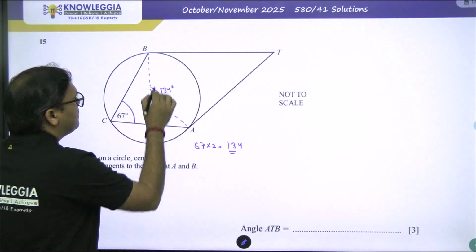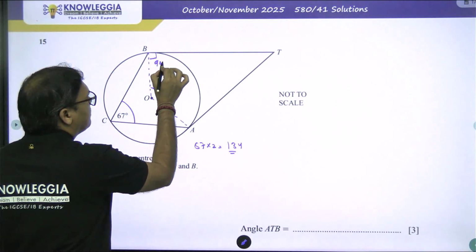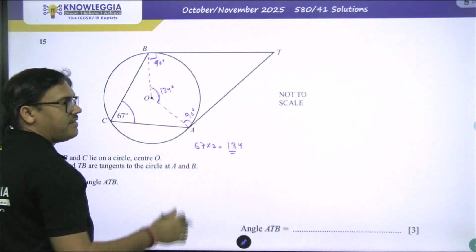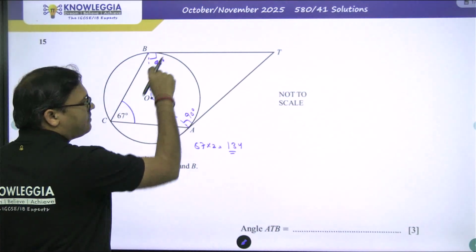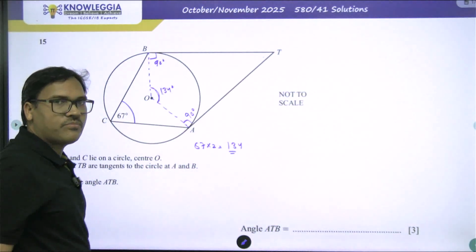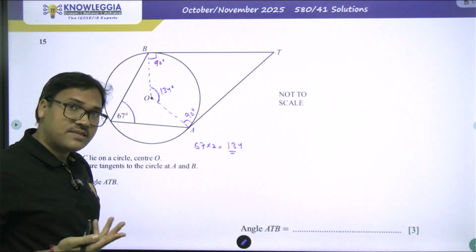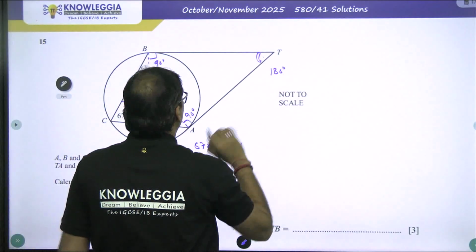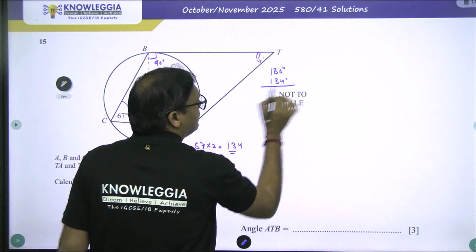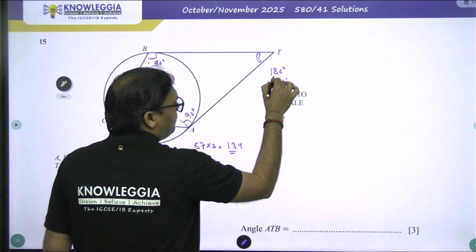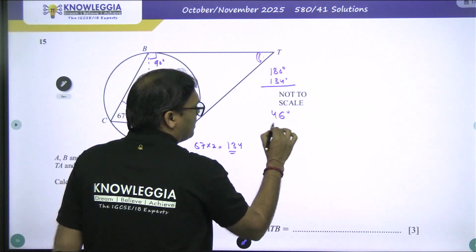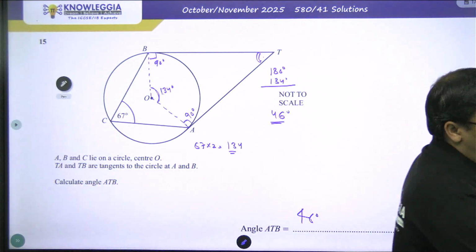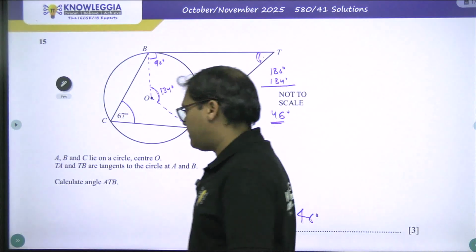Now you can see this angle is 90 degree. This angle is 90 degree. Why are they 90 degree? Because this is radius and tangent, and radius and tangent are perpendicular. So this plus this is 180 degree, because the sum of all the angles of a quadrilateral is 360 degree. So what will be this angle? This angle will be equal to 180 degree minus 134 degree, which is 46 degree. So let's see the correct answer. 46 degree is the answer for this question.